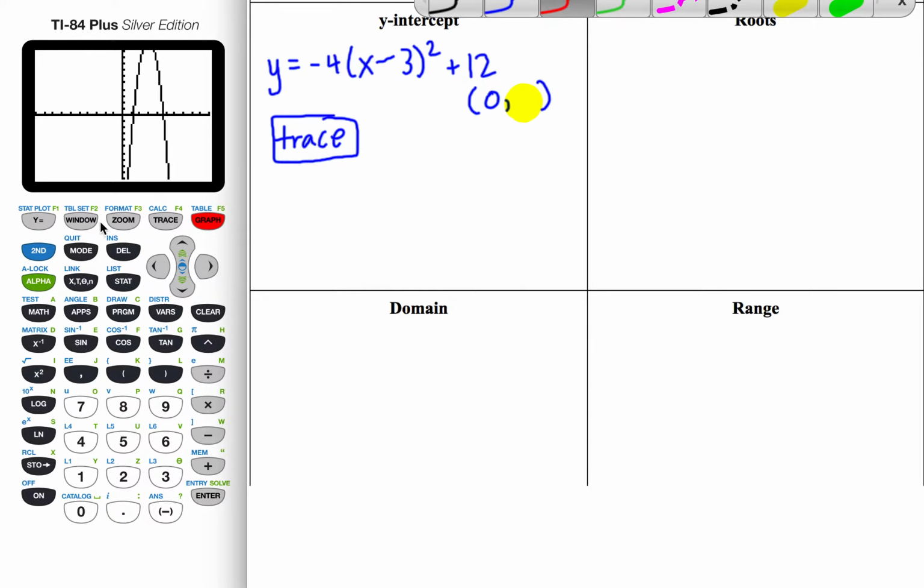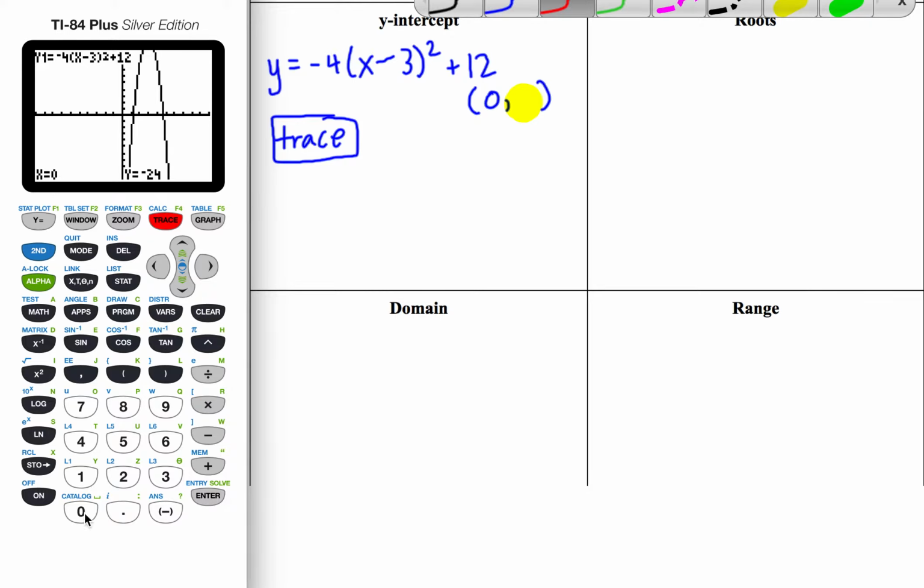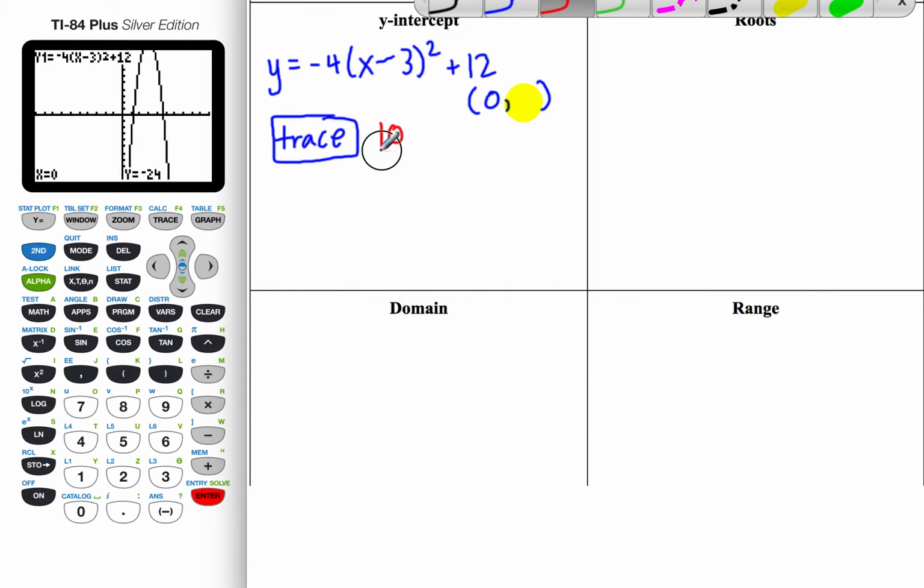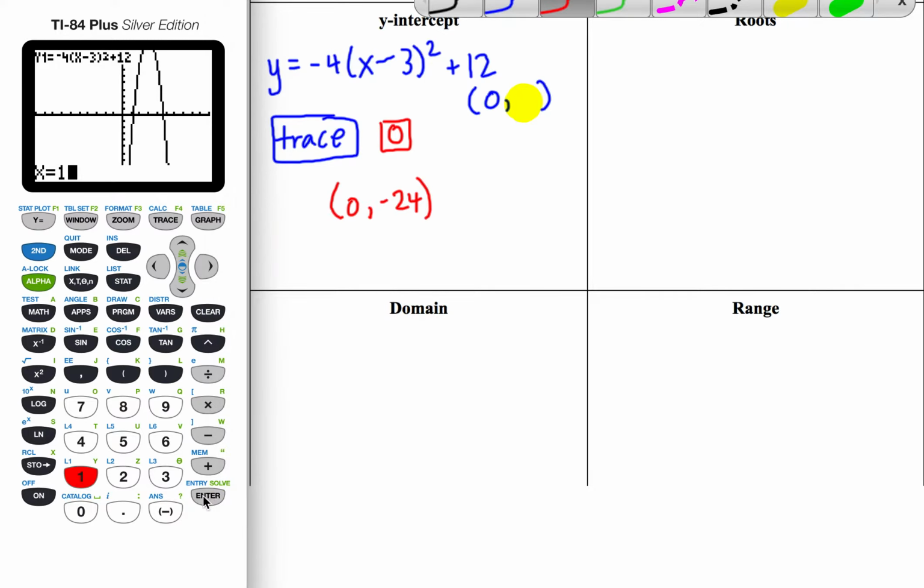So to do that, if we hit trace here, it's giving us the coordinate point, and I could enter 0, and then it gives you there is your ordered pair, so 0, negative 24. Say I wanted to know what the value for 1 is, I would hit 1, enter, and 1, negative 4, 2.